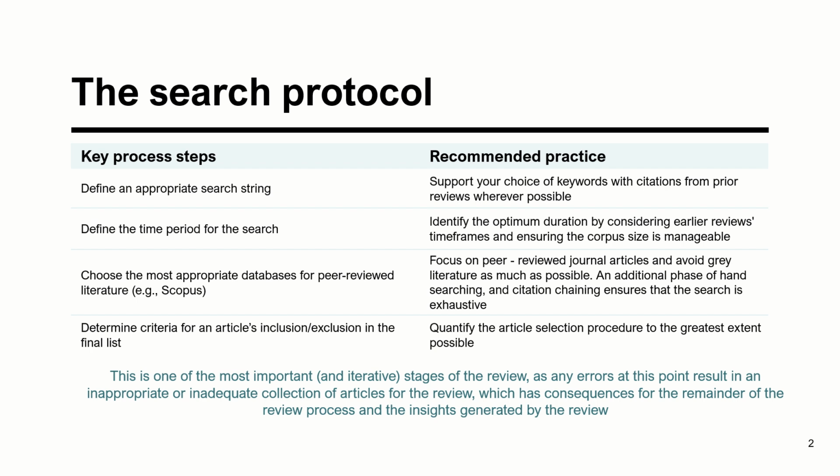One of the first and foremost things that you've got to bear in mind when you're doing a review is to get your search protocol right. This probably is the most important step when you start your review, because any errors at this stage will cascade into subsequent sections of your review in terms of what literature you've identified or what literature you have not.